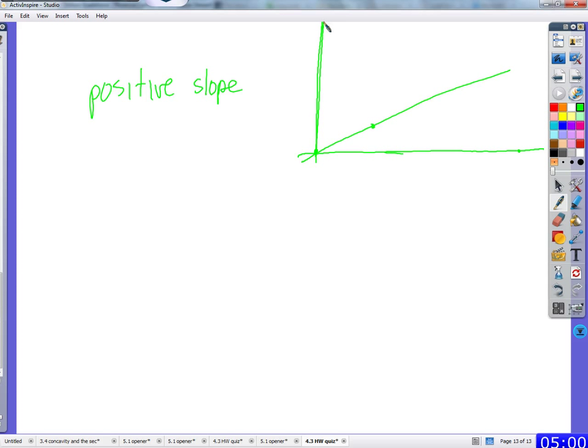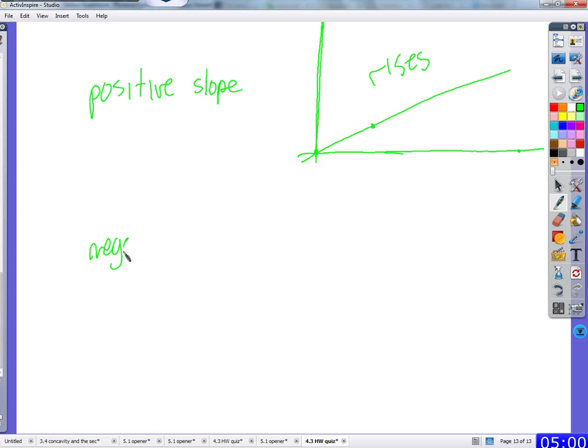If you move from the left to the right, vertically we're going up. So from the left to the right, we can say that it rises. If we were moving from the left to the right, we'd be walking up a hill, a really, really steep hill there.